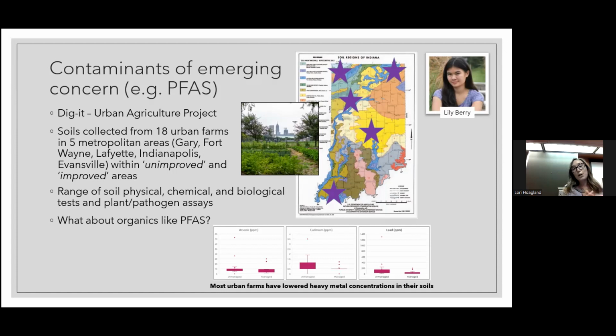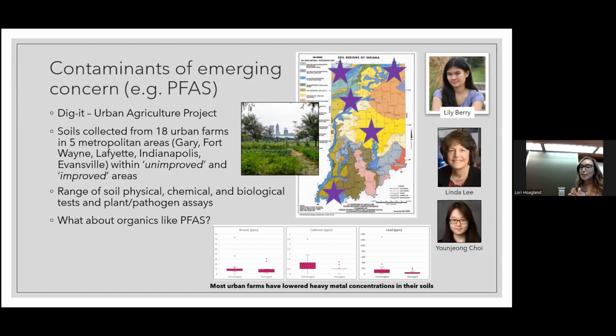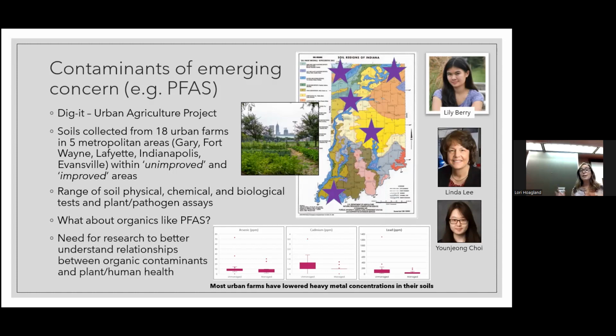But next, we want to ask, what about some of these organic contaminants, things like PFAS? We're very excited to be collaborating with Dr. Linda Lee and Yoon Choi to quantify a lot of these organic contaminants, or contaminants of emerging concern, in these systems. There's a need for more research. We don't have plans yet to use the AAPF facility, but we're working with Linda now to try to get some funding to move this forward.